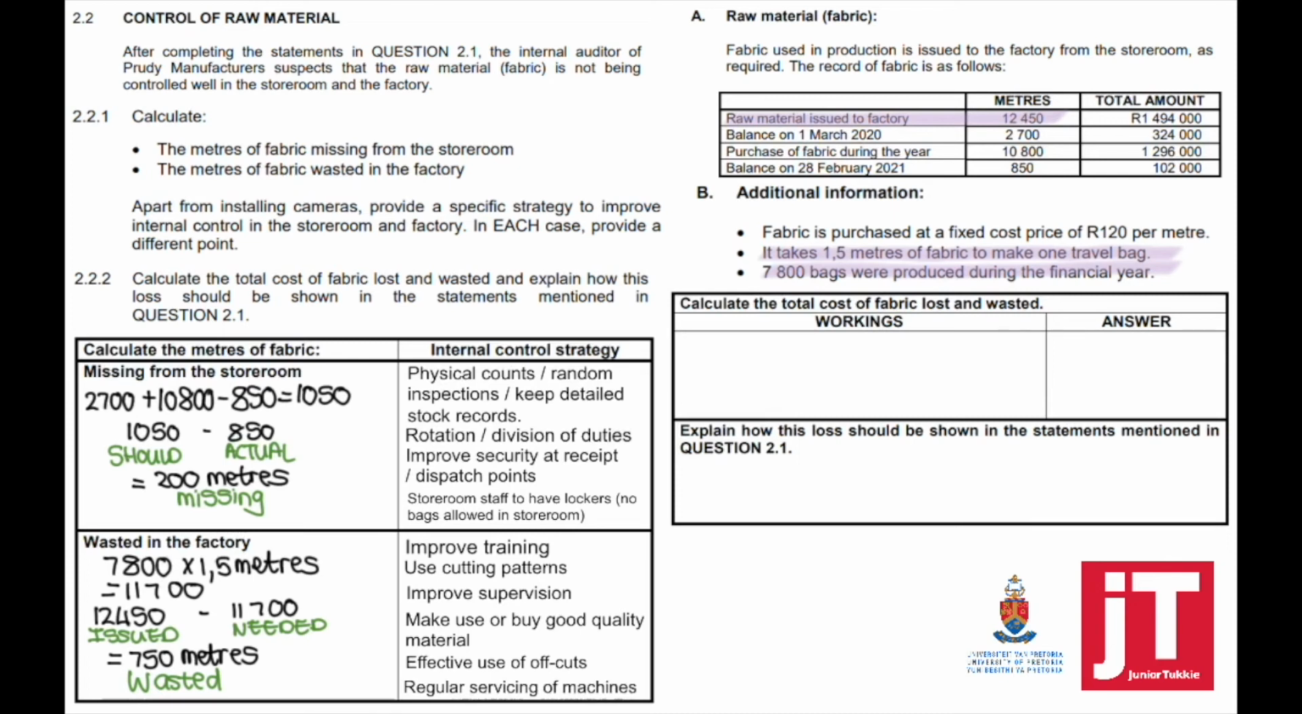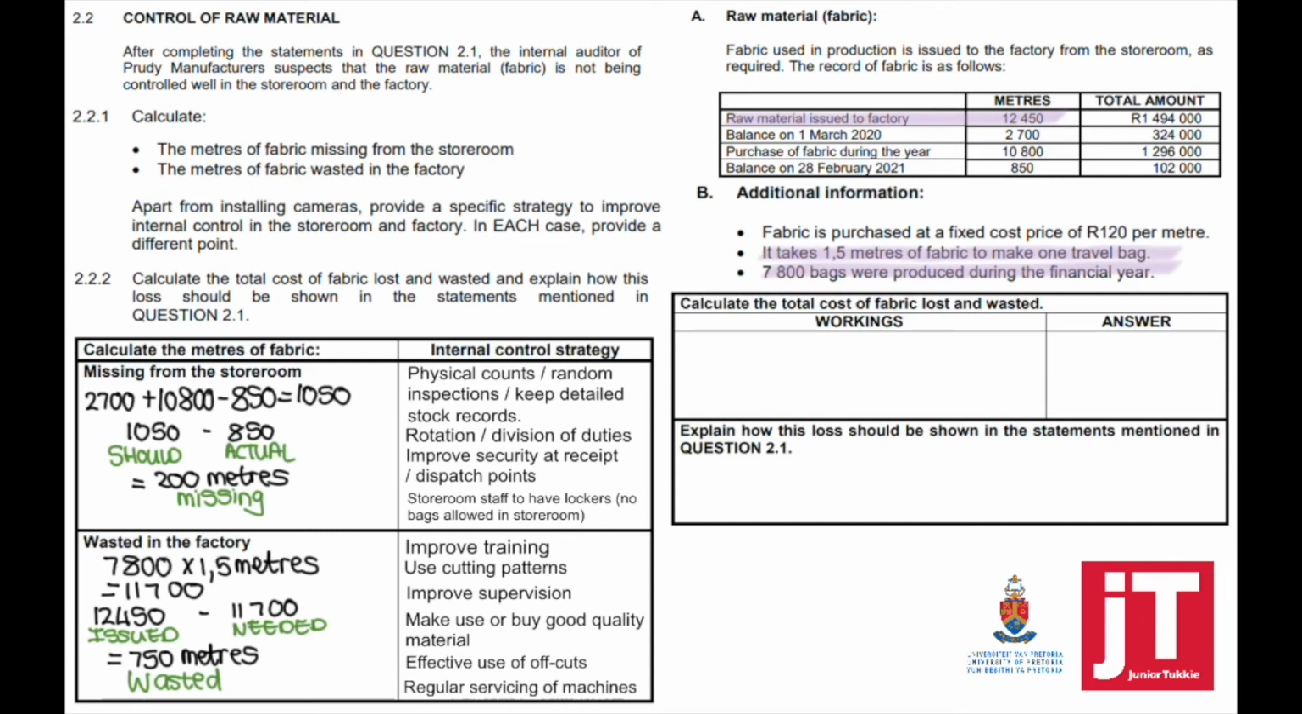So these are all possible ways we can prevent wastage in the factory, and possible ways we can prevent meters of fabric from going missing in the storeroom.